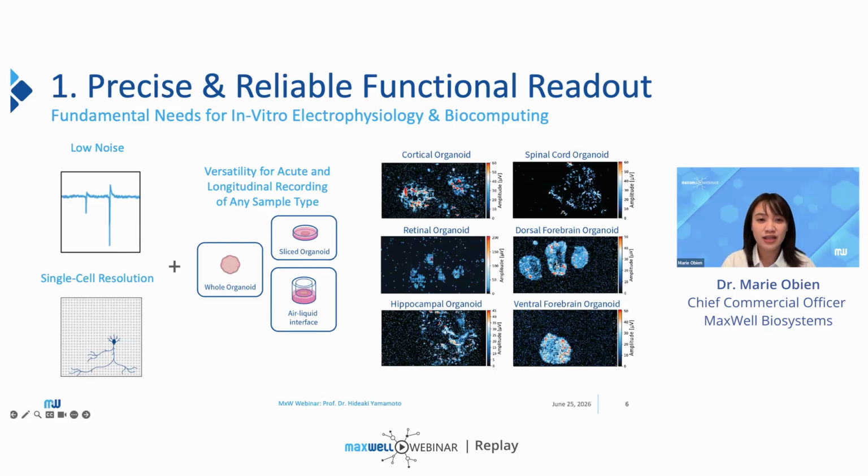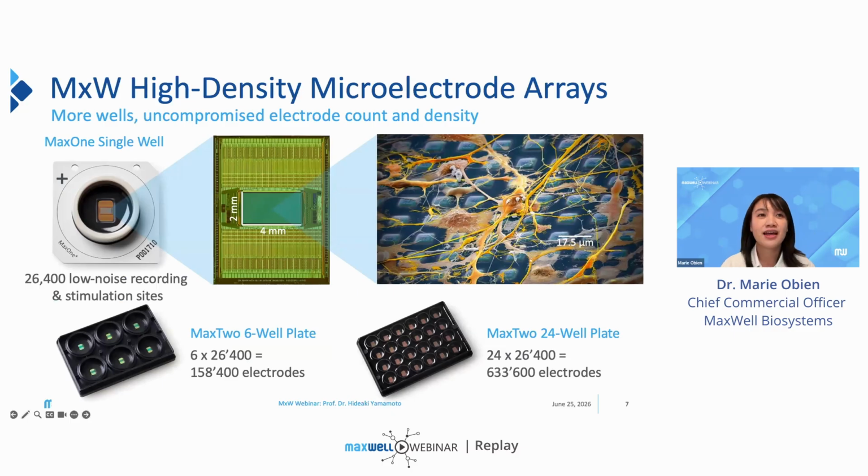Now, more about our HD-MEAs. So this is how it looks like. This is our single well system. If you zoom in, you will see a 2 by 4 millimeter square area filled in with 26,400 low noise electrodes. And any of these electrodes can also be used for electrical stimulation. So you can play the piano with your cells and be flexible enough to do any sorts of feedback for your cells. The same chip is being used for our multi-well, which is also for the 6 well and for the 24 well. So you just increase the throughput while having the same capabilities.